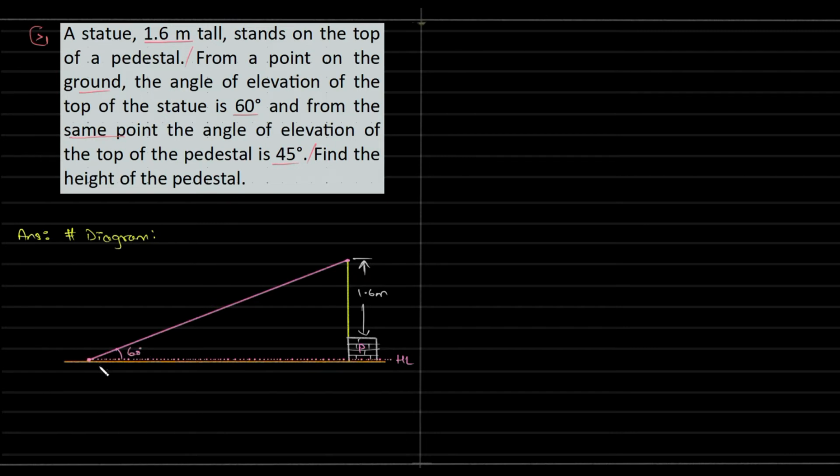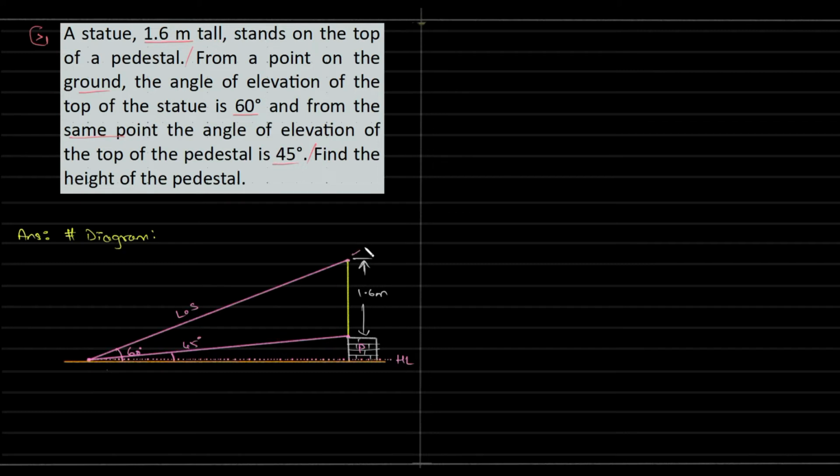From the same point, this is your line of sight. And from the same point, the angle of elevation of the top of the pedestal. So this is your top of the pedestal. The angle of elevation is this. My diagram is sad, but I hope you guys get the point. And this is not at all 45 degree, but anyways, what to do? 45 degree. Remember all the angles are measured with respect to the horizontal line.